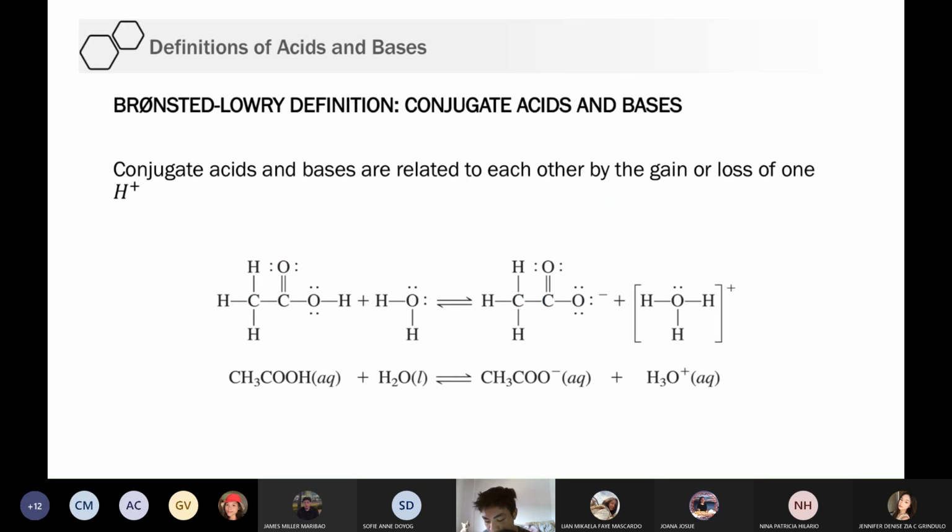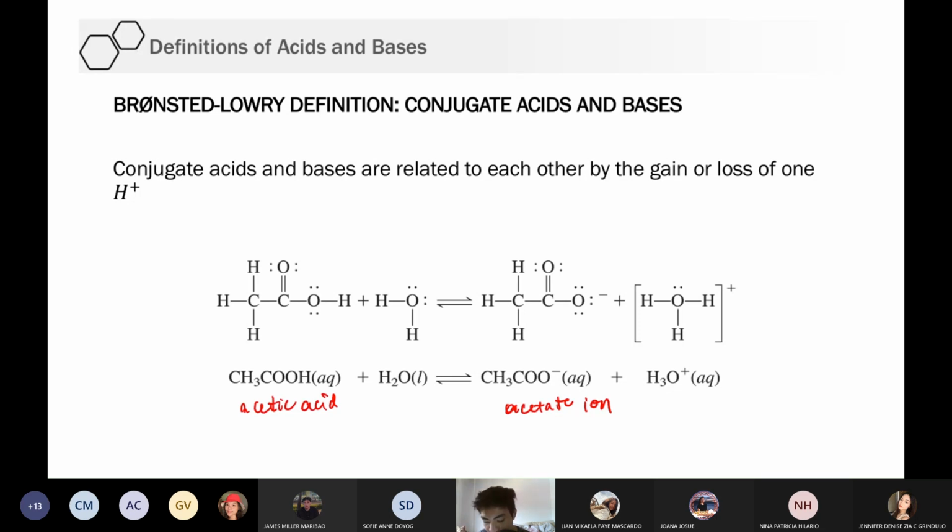Look at this example. I want you to tell me kung sino yung Bronsted-Lowry acid or base and sino yung conjugate acid pati sino yung conjugate base. So, we have acetic acid and we have acetate ion here. Sino yung acid? Anyone? You can use your microphone. Sino yung acid dito? Sino yung nawalan ng H?